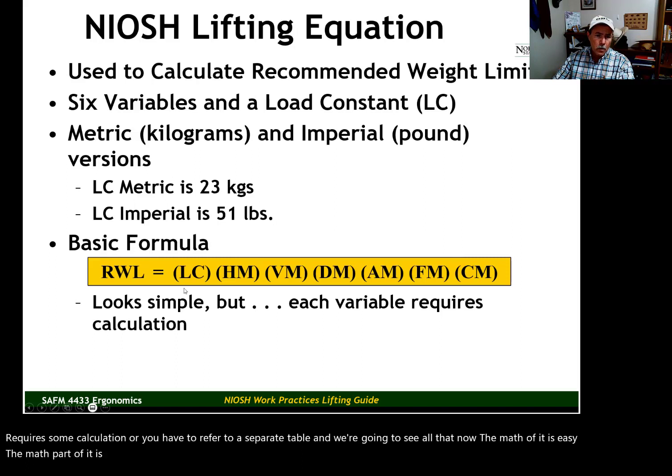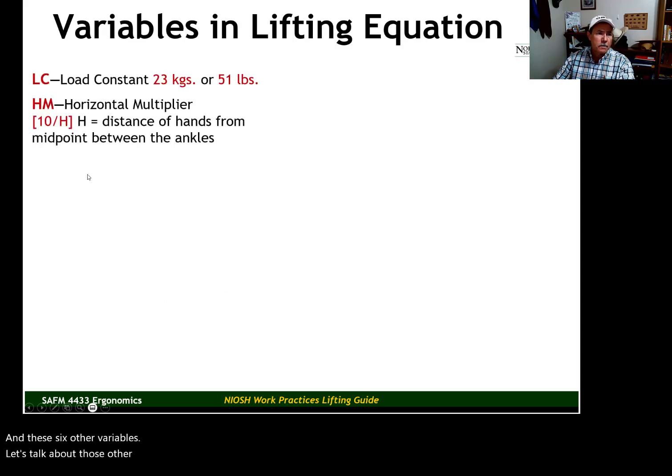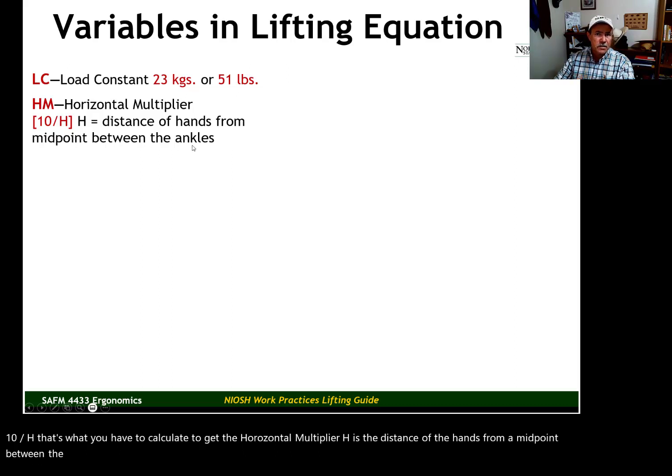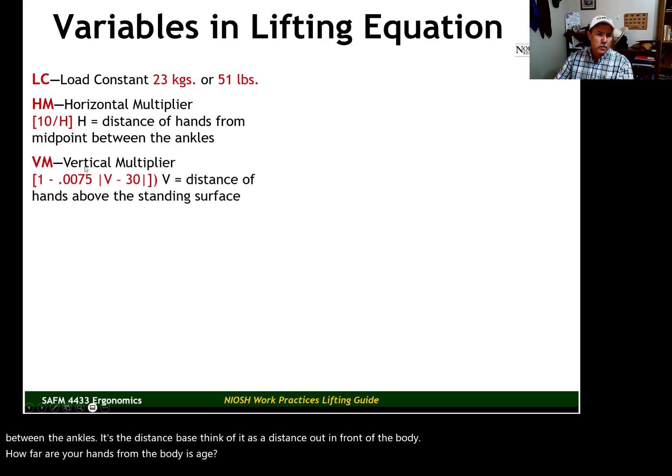Again, we've got the load constant and these 6 other variables. Let's talk about those other variables. Again, load constant, horizontal multiplier, 10 divided by H. That's what you have to calculate to get the horizontal multiplier. H is the distance of the hands from a midpoint between the ankles. It's the distance, think of it as a distance out in front of the body. How far are your hands from the body is H. Then you have a vertical multiplier.